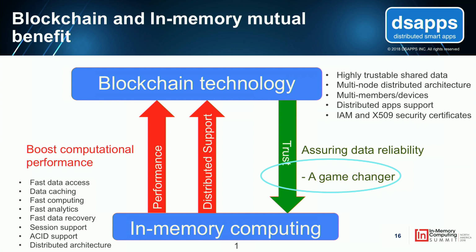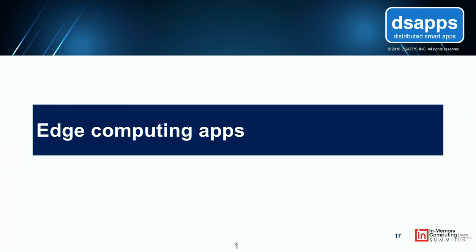And blockchain requires a lot of computation. There's things like security certificates, which guarantee that it's very distributed architecture. So when you have all these different nodes interacting with each other, you want to make sure that you use those stronger security protocols. So X509 security certificates are used, and computing those requires certainly something like in-memory computing. So this is actually a huge benefit here, and so now let's look at edge computing apps.